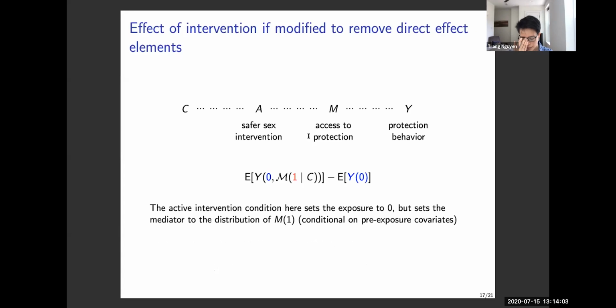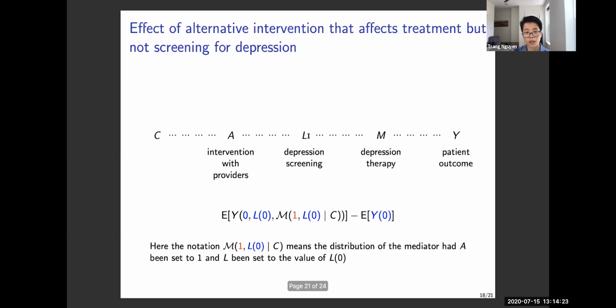This here is the same example, but we're looking at another mediator, access to protection. The question is, what if we modify the intervention to zoom in on access to protection and trim out all other elements? Then this contrast represents the effect of the modified intervention. In this other example, we have 2 mediators, depression screening and depression therapy. And the alternative intervention we're considering targets therapy, but not screening for depression.